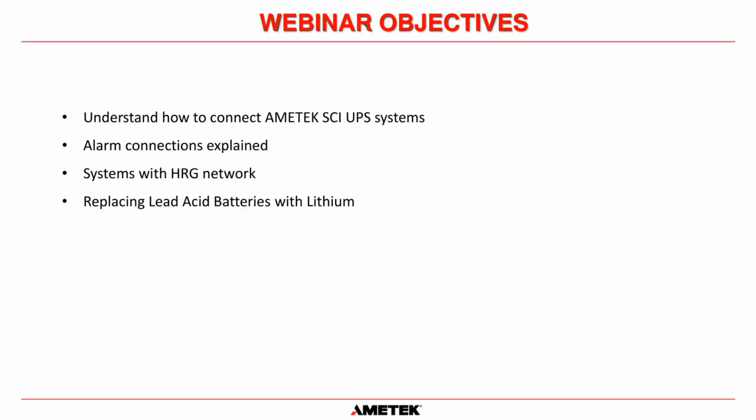So as I mentioned right at the top, we're going to understand how to connect AMETEK SCI UPS systems in the field. We're going to discuss the alarm connections, normally open, normally closed, energized and de-energized, and how to connect the alarms on our systems to your DCS systems. We are going to discuss a little bit about systems that have a high resistance ground network, and also a little bit about replacing lead acid batteries with lithium ion batteries. These are all subjects that have been asked for in previous webinar surveys that we have had. So just trying to go over some of the things that people have been asking for.